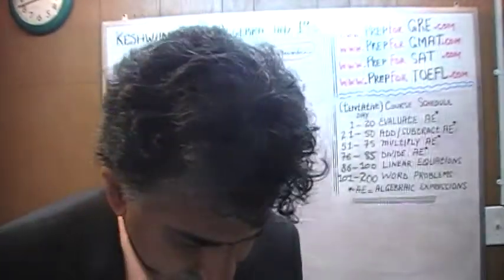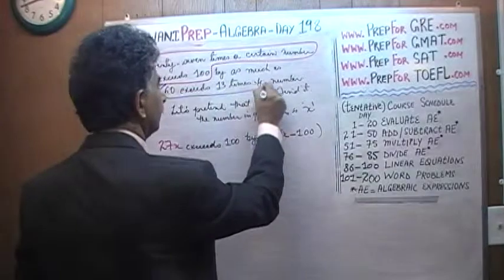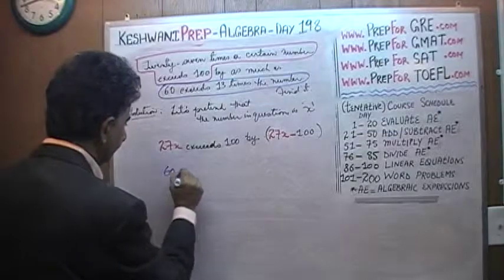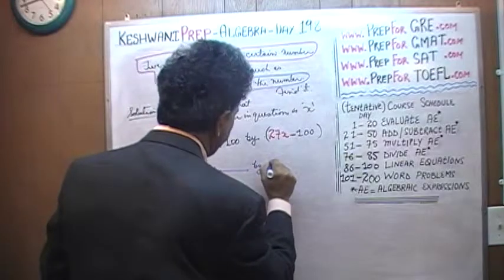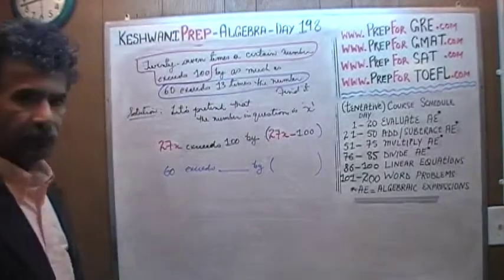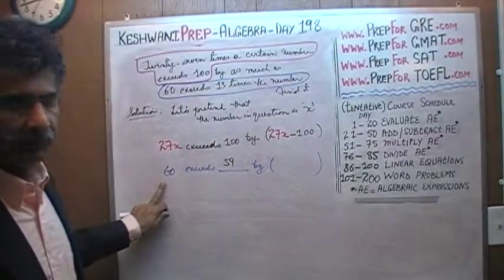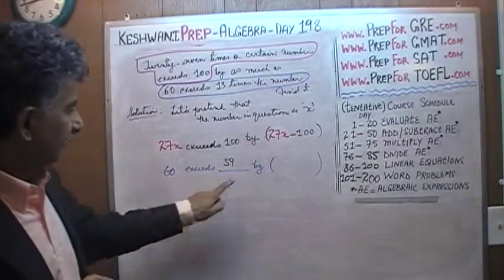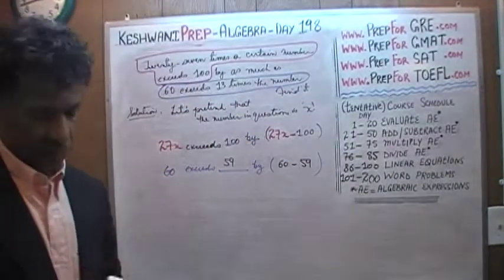Let's go to the next one then. The next part we have to figure out is this concept: 60 exceeds 13 times a certain number. Let's do it together here. If the question was, 60 exceeds 59 by how much? Well, 60 exceeds 59 by 1. How do we find that? 60 minus 59. So there you go.